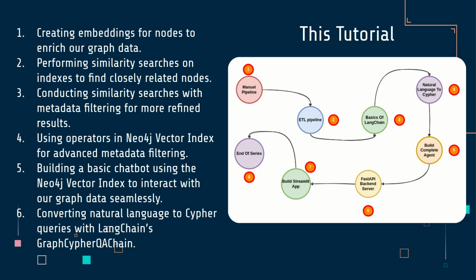So this is what we're going to be covering in this video. We're going to learn how to create embeddings to enrich our knowledge graph. We're going to learn how to perform similarity searches using metadata filters, and different operators that you can use to perform filtering. And then you're going to build a basic chatbot. So if you were eager from the beginning of the series for when you're going to be building a chatbot, now we are finally here, right?